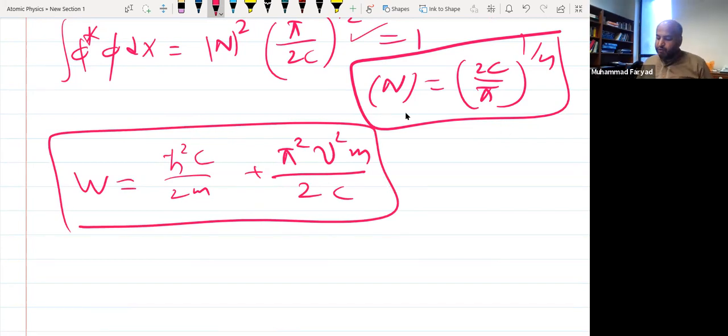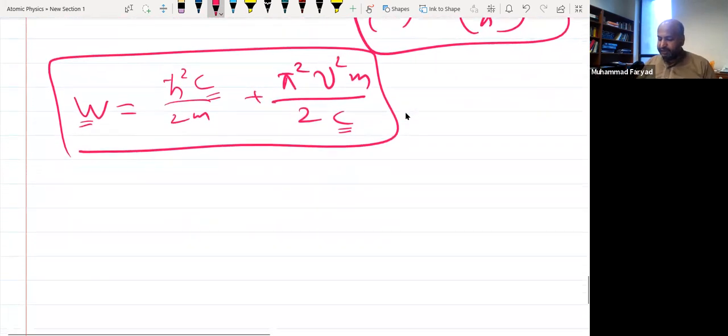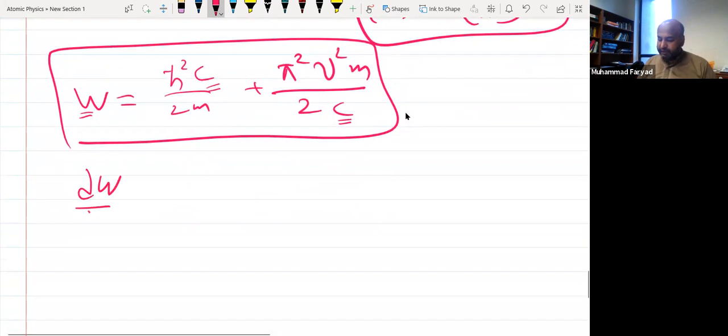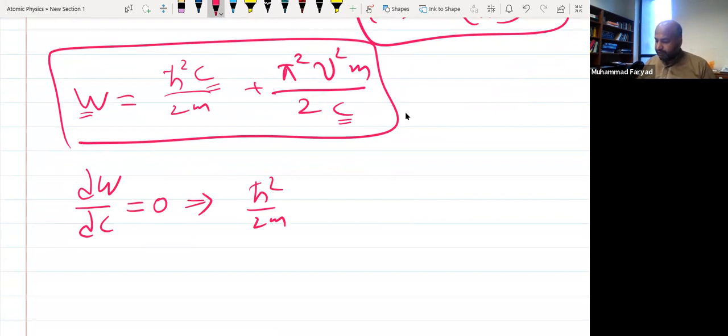And now all we have to do is find the value of c where this w is minimum. And how can we do that? We can take the derivative of w with respect to c and put it equal to 0. The derivative of this function is h cut square over 2m, since the derivative of c is 1, and the derivative of 1 over c is minus pi square nu square m over 2c square, and let's put it equal to 0.